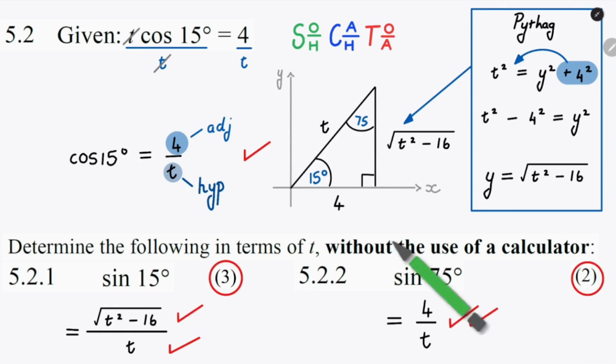Quickly having a look at your marks. 1 mark for isolating cos of 15. 2 marks, 1 for that square root and 1 for t. And then 2 marks for the answer only in this question.